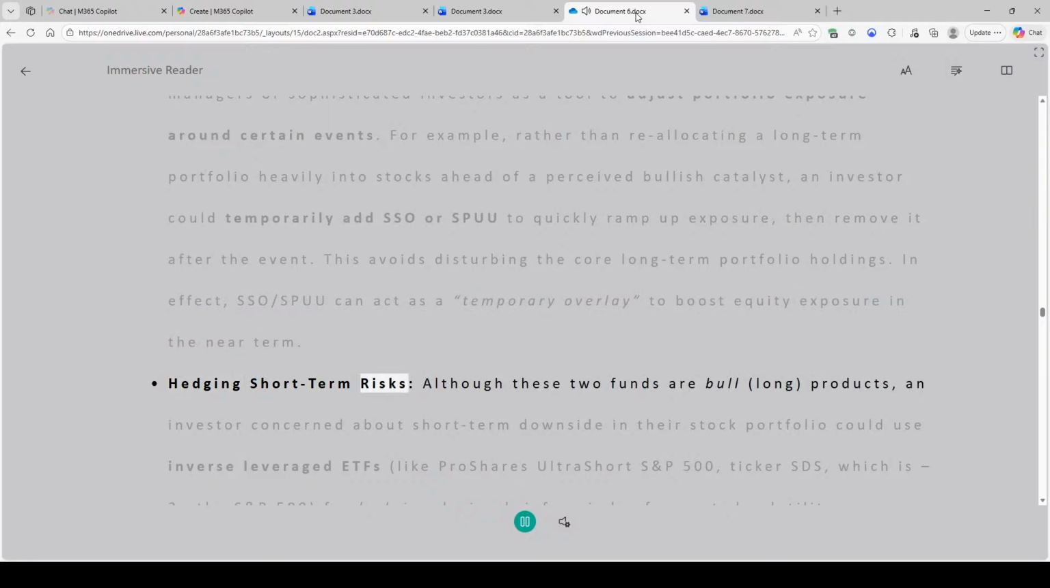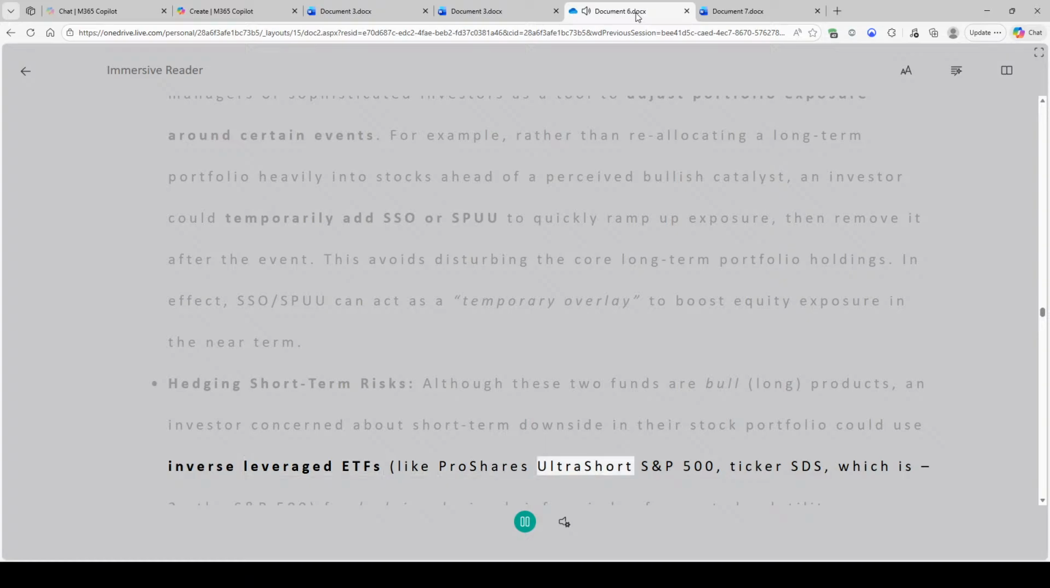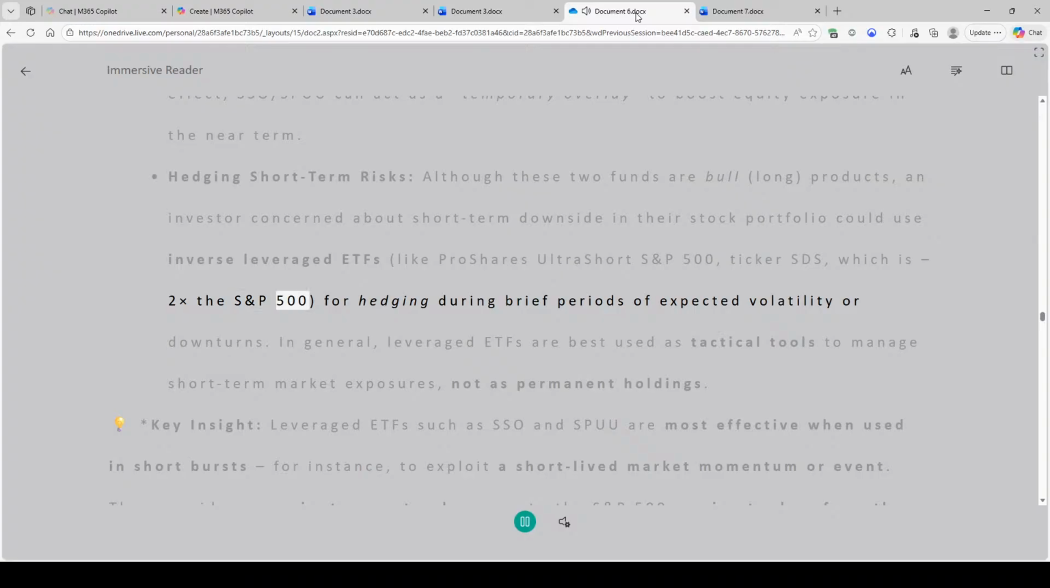Hedging short-term risks. Although these two funds are bull-long products, an investor concerned about short-term downside in their stock portfolio could use inverse leveraged ETFs, like ProShares UltraShort S&P 500, ticker SDS, which is -2x the S&P 500, for hedging during brief periods of expected volatility or downturns. In general, leveraged ETFs are best used as tactical tools to manage short-term market exposures, not as permanent holdings.